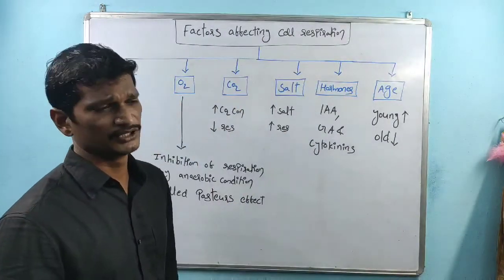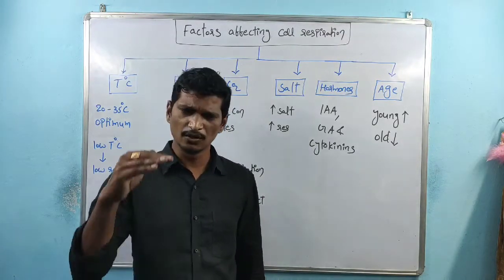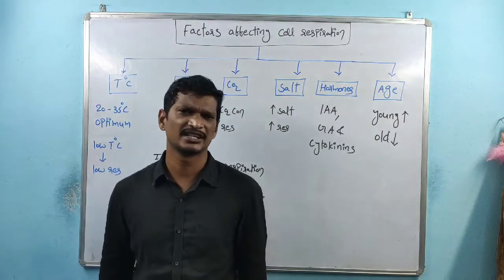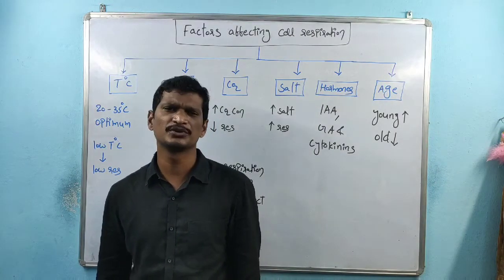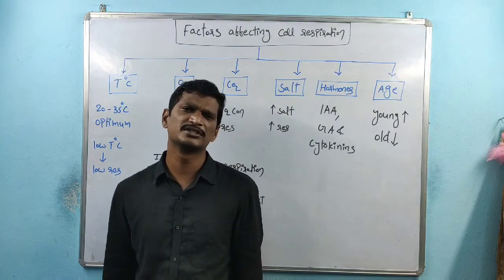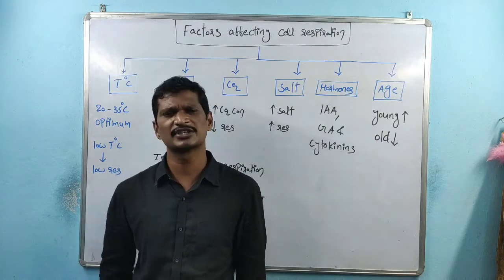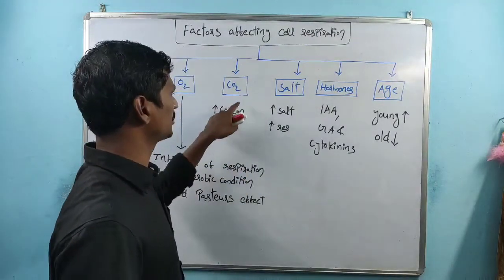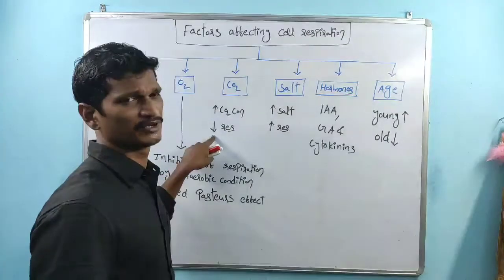Carbon dioxide. If more carbon dioxide is present in a cell, less respiration will take place. Because more carbon dioxide levels automatically influence oxygen distribution. More carbon dioxide means definitely less oxygen, which automatically affects the respiration process. So with a higher concentration of carbon dioxide, less respiration will take place.